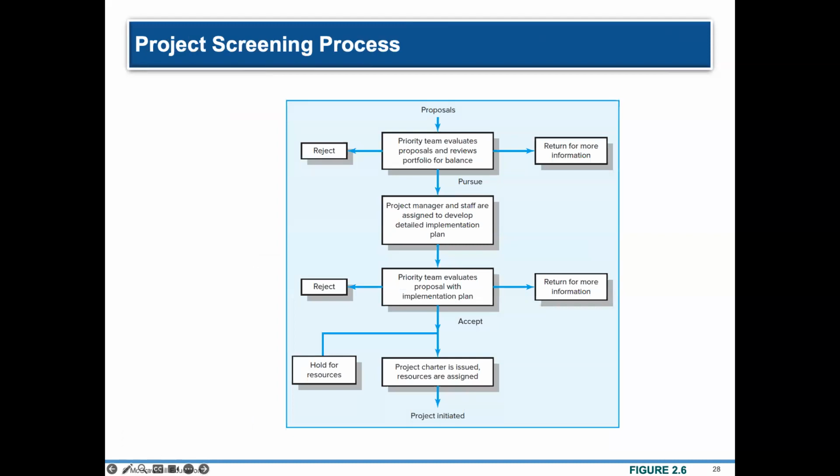So here's the process of the screening. From the proposal, the project team or the priority team evaluates the proposals and reviews portfolios for balance. From here, the proposals could either be rejected, or returned for more information, meaning revised. This is go, kill, recycle. If it's a go, then you pursue. If it's a kill, then definitely reject. If it's a revision or a source of inquiry, then it is recycle.